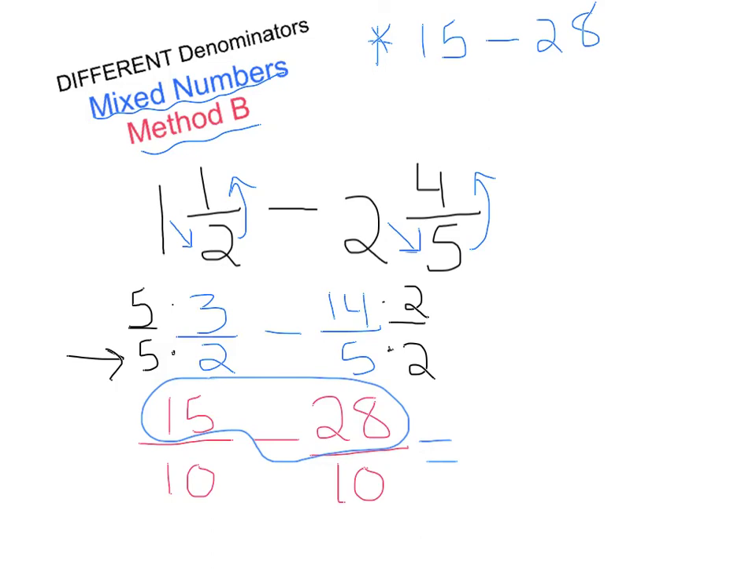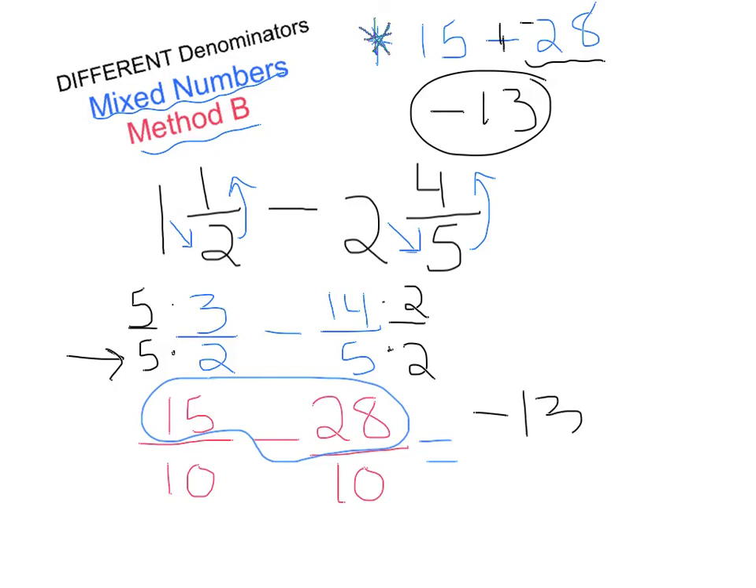Okay, so if you look above, we have 15 minus 28. When you're subtracting, remember you can think about adding the opposite. And now we have different signs, so you subtract, keep the sign of the larger number, so it's going to be negative, and 28 minus 15 is 13. So we will have a negative 13 in our numerator all over 10. And now we just have to change that to mixed, so it's negative 1 and 3/10. And that is our answer.